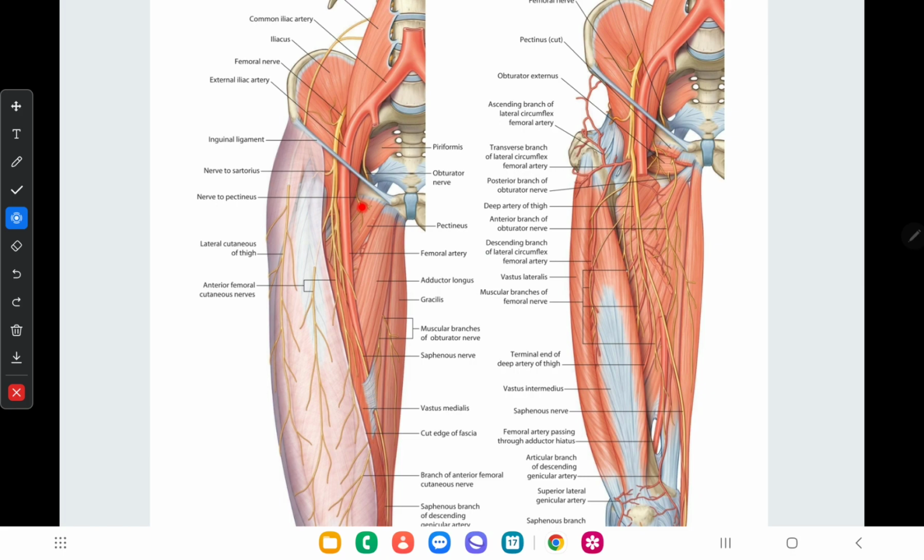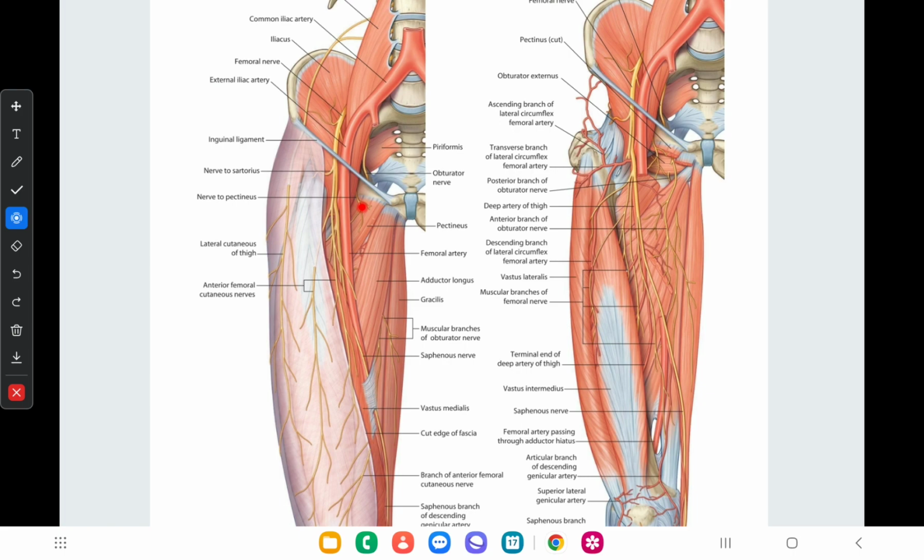Then the posterior division of the femoral nerve gives only one cutaneous branch. The anterior division gave two cutaneous nerves, the medial cutaneous nerve of the thigh and the intermediate cutaneous nerve of the thigh. But the posterior division gives only one cutaneous branch, the saphenous nerve. The muscular branches of the posterior division are the branches to the quadriceps femoris muscle.